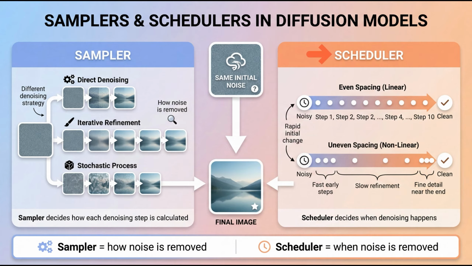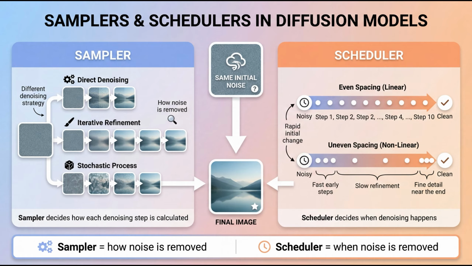The scheduler does not change how denoising works. It changes when denoising happens during the steps. A linear scheduler spreads denoising evenly across all steps. Each step removes roughly the same amount of noise. A nonlinear scheduler removes noise faster at the beginning and slower near the end. This allows fast structure early and fine detail later. Both approaches can reach a clean image, but they feel different in how detail is introduced.